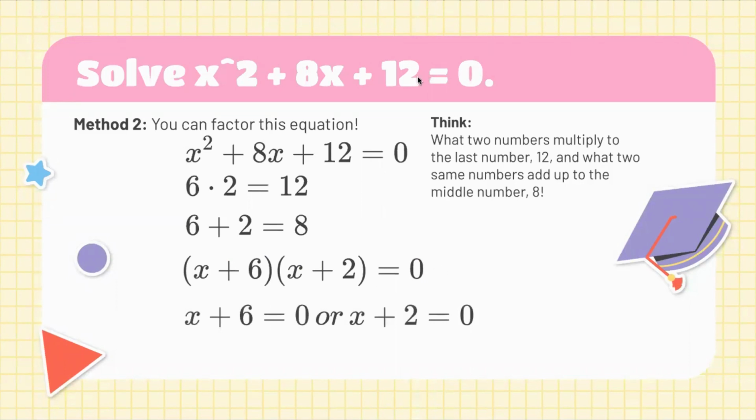And then all you have to do is subtract 6 from both sides to find the x value here, and then subtract 2 from both sides to find the x value there. And again, you'll get that your x value equals negative 6 and negative 2. And all our answers are the exact same, even though we're using different methods.